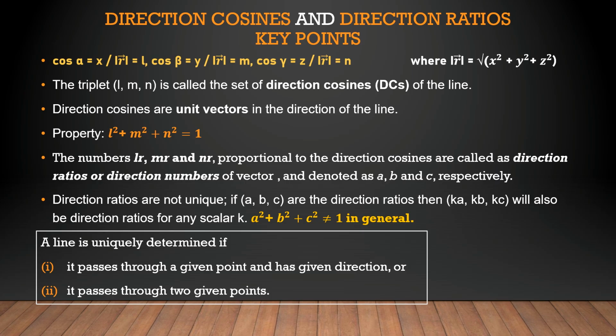Now, a line can be uniquely determined in two ways. First way is if it passes through a point and it has a given direction. Why I am saying this is because if you want a unique line, then it matters in which direction it is going. And secondly, if you have 2 points, then also you can determine a line.